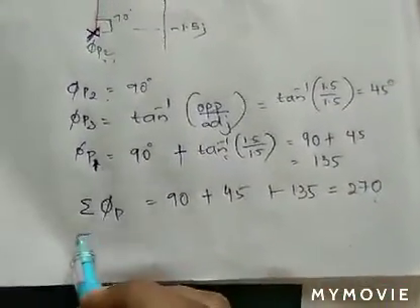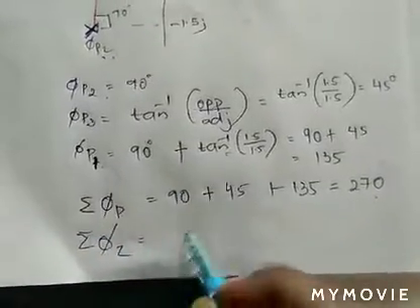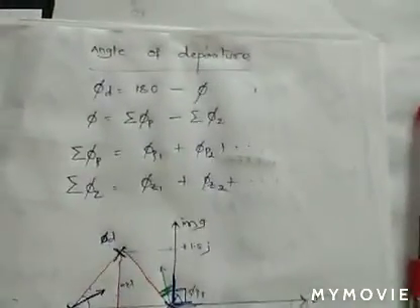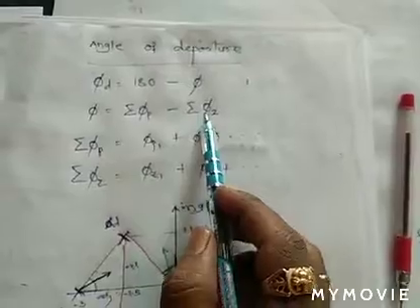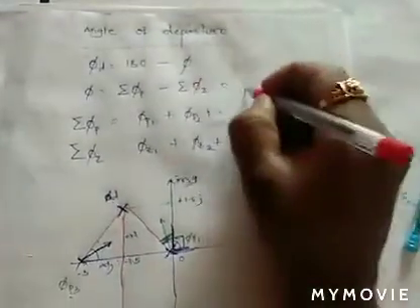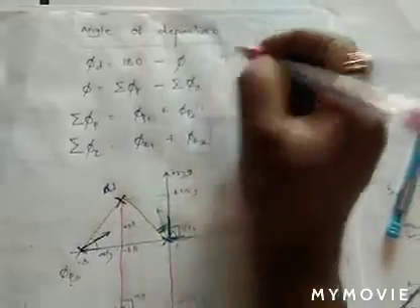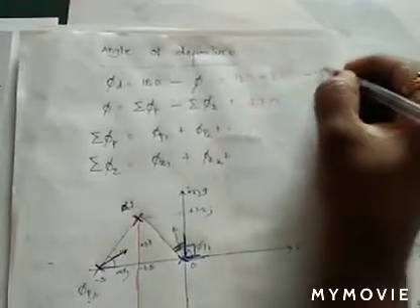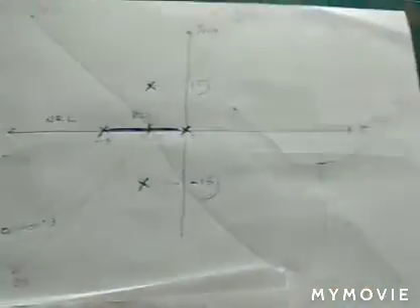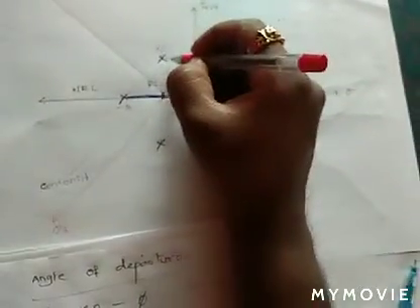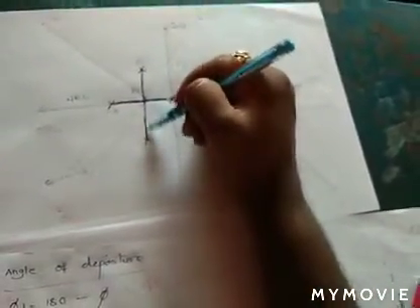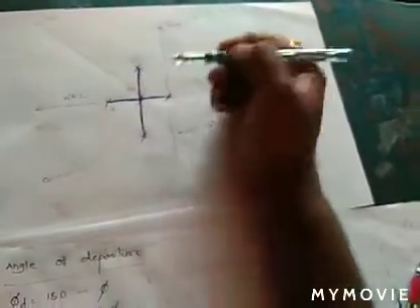There is no summation of phi z, it is 0. So this plus this gives the summation of phi p minus the summation of phi z, which here is 270. So 180 minus phi, with phi equal to 270, equals minus 90 degrees. So phi d, I consider this as phi d, minus 90 means this straight line. This is minus 90.